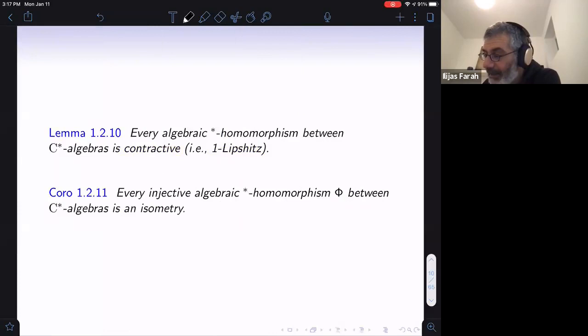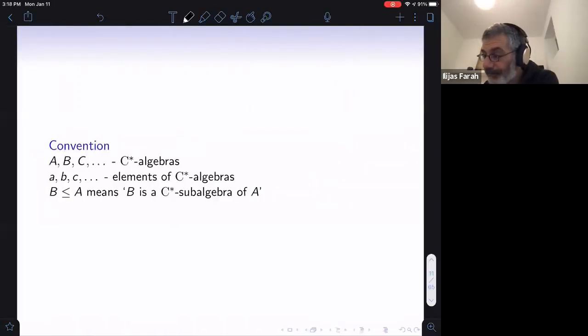Okay, and a corollary is that if your star homomorphism is in addition injective, if its kernel is trivial, it's automatically an isometry. So this again further simplifies the theory of C-star algebras.